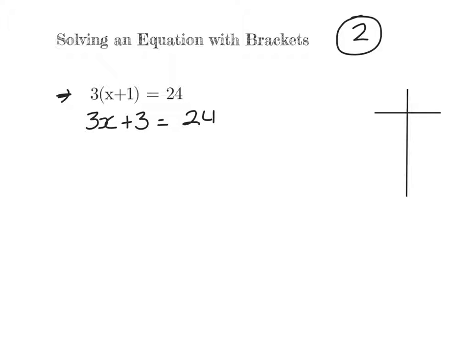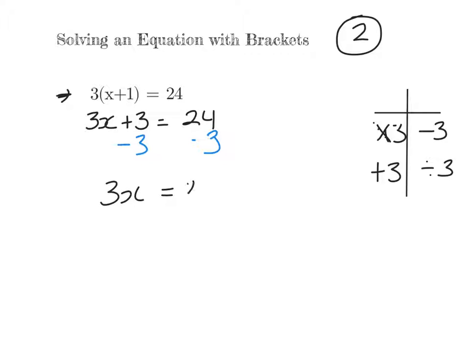So my building steps is that it's been times by 3 and plus 3, and to solve it I'll need to take 3 and then divide by 3. So take 3 from both sides. My stylus is struggling. I'll be left with 3x equals 21. My next step is to divide both sides by 3, and I get x equals 7.